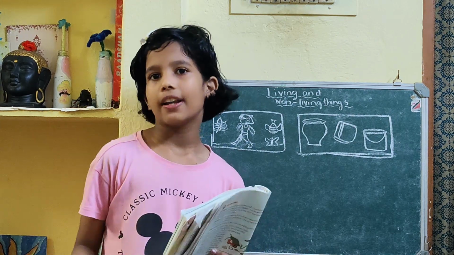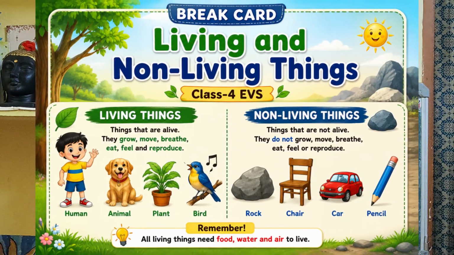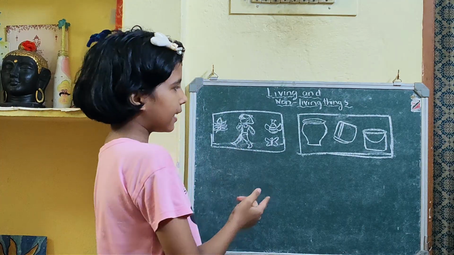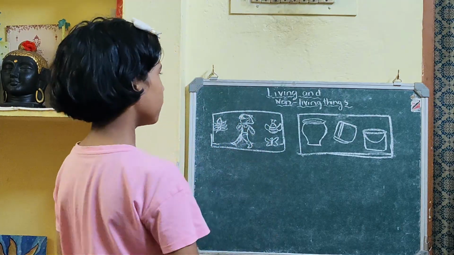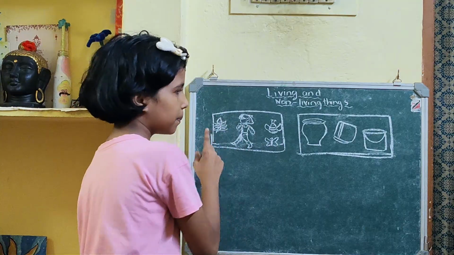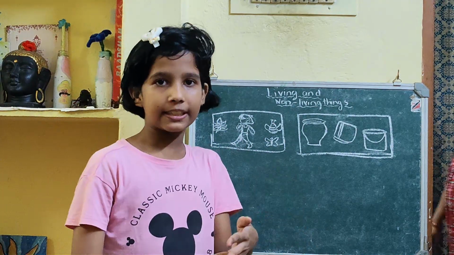Friends, today we're going to learn about living and non-living things. So let's start. First things first, let's learn about living things. See this picture over here. There is a human being, a bee, a butterfly, and a plant. As you can see, all of these are living things.